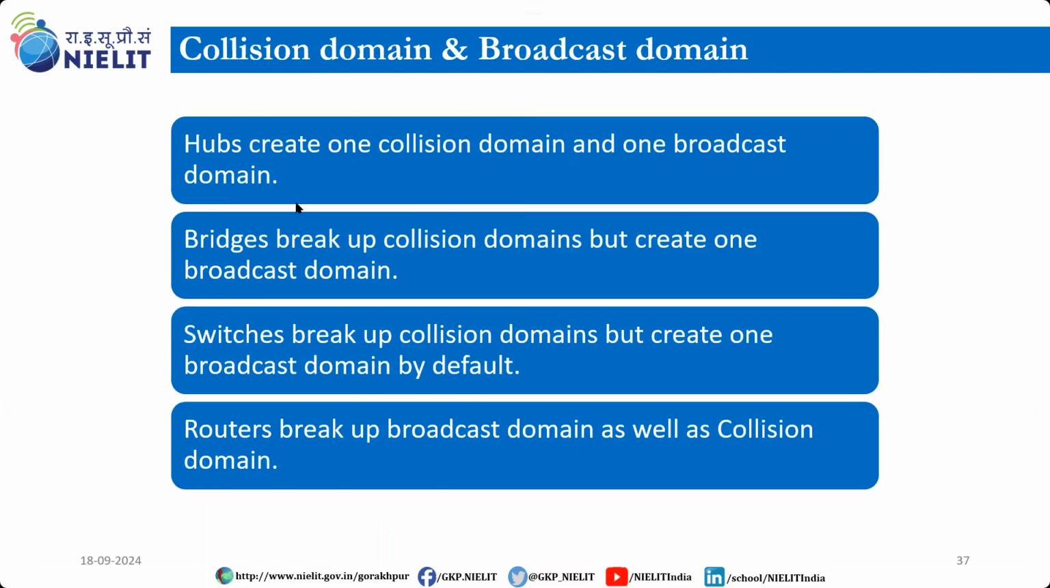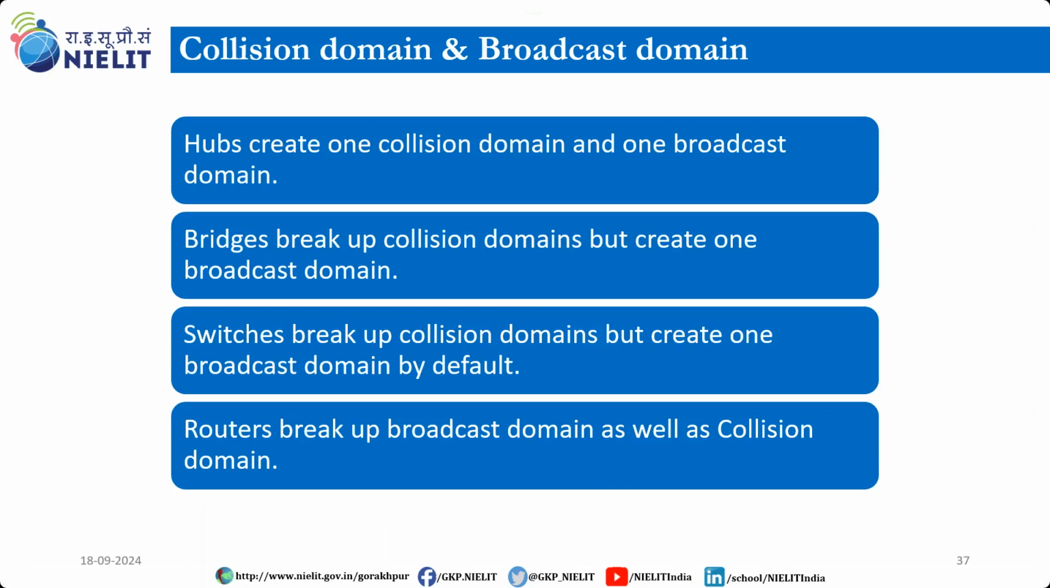So again, coming to collision domain and broadcast domain, a hub creates one collision domain by default, naturally, and one broadcast domain. So in the case of a hub, there is only one collision domain and one broadcast domain. One collision domain means at a time only one PC will be allowed to transmit data. Not more than one PC can be allowed to transmit data.